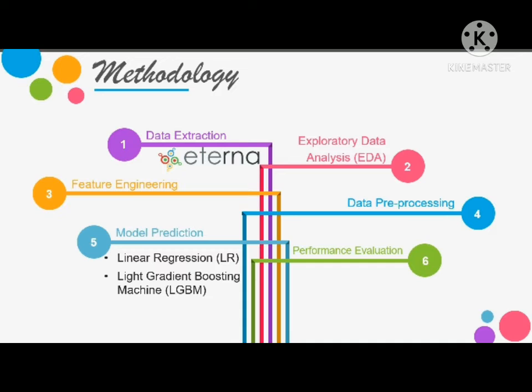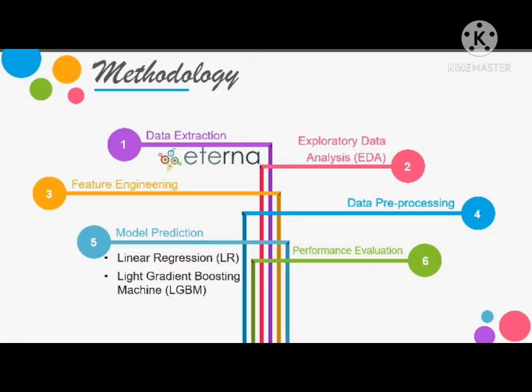Next, the methodology. Owing to the problem stated, the main purpose of this study is to develop reliable models that are able to predict the degradation rate of COVID-19 mRNA vaccine. In general, there are 6 main stages, namely data extraction, exploratory data analysis, feature engineering, data pre-processing, model predictions, and performance evaluation.